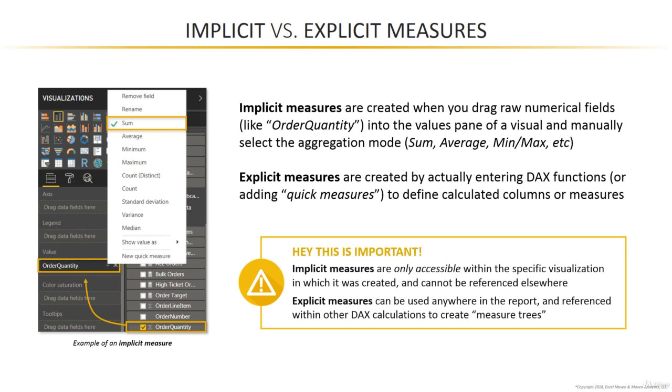So for instance, if we wanted to take the sum of order quantity and then nest that within another function, like total orders minus total returns to come up with net orders or something similar, we would have to create an explicit measure in order to access those component values. So let's jump into Power BI and I'll show you what I mean.